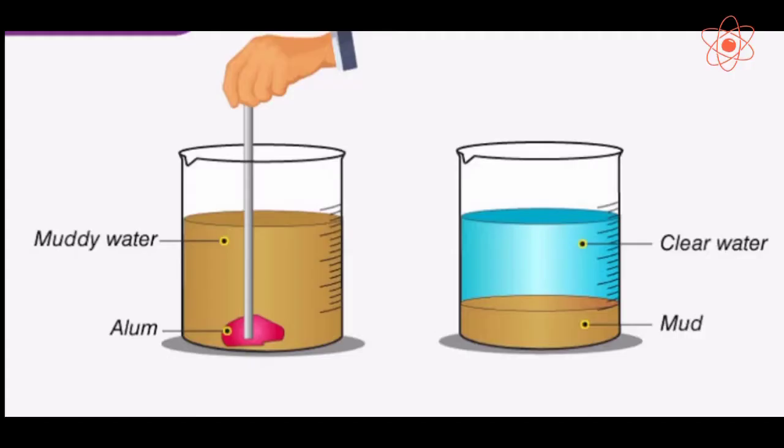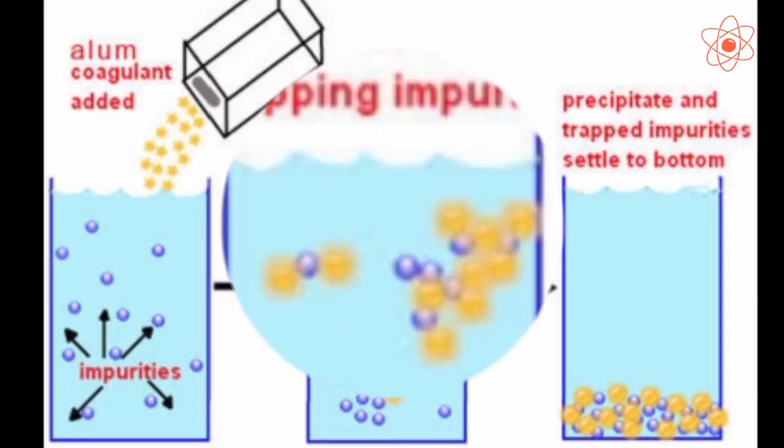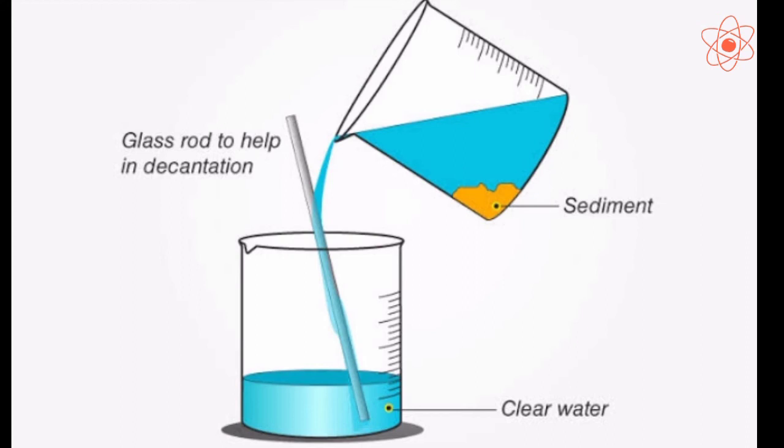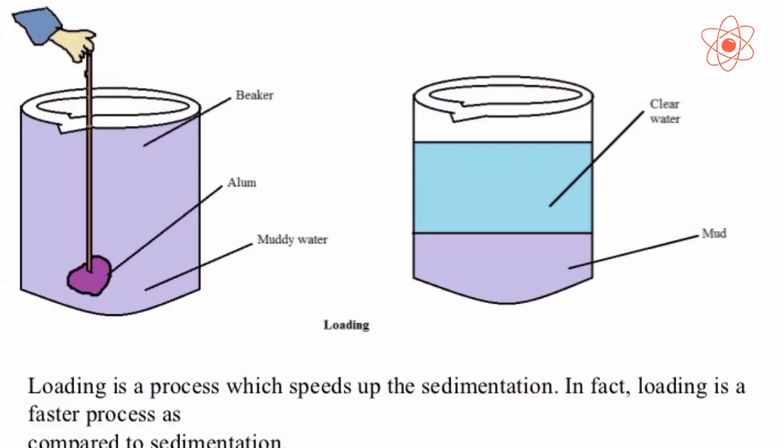When a small piece of alum, that is fitkari, is suspended in the mixture, small dust particles join with each other, becoming heavy and settle down. Now we can get clean water by using the process of sedimentation and decantation. The process in which sedimentation is enhanced by loading the suspended particles by the addition of alum is called loading.